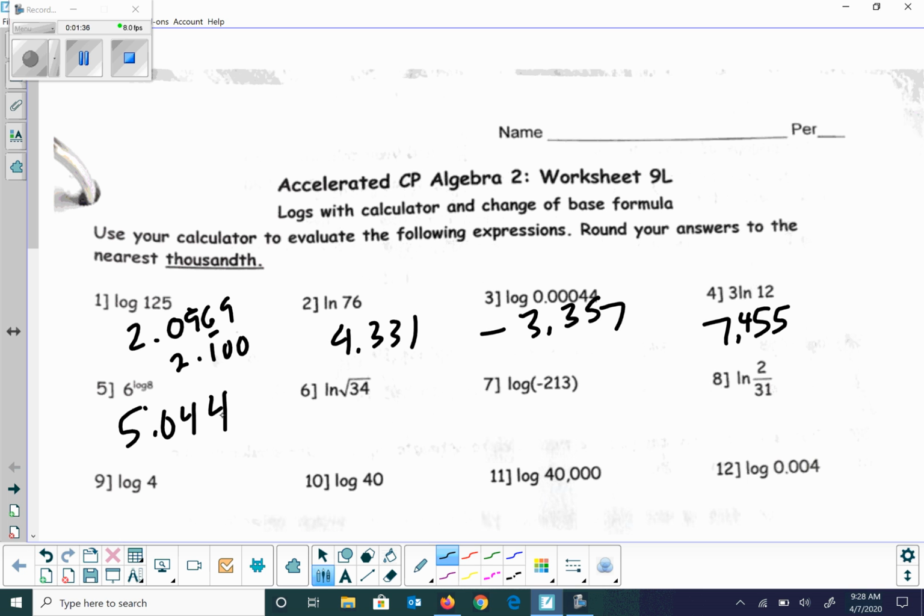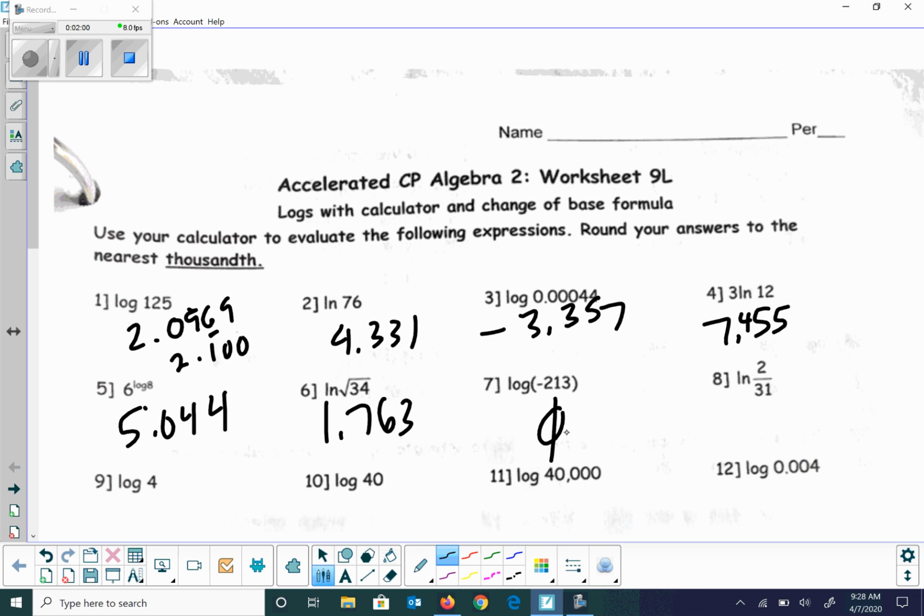44. And natural log square root, so this will work. So do natural log, find your square root key, which is your x squared key, the second of that, which is diagonal left of the 7, of 34. And then, okay, 1.763. This one does not exist because it's a negative log.